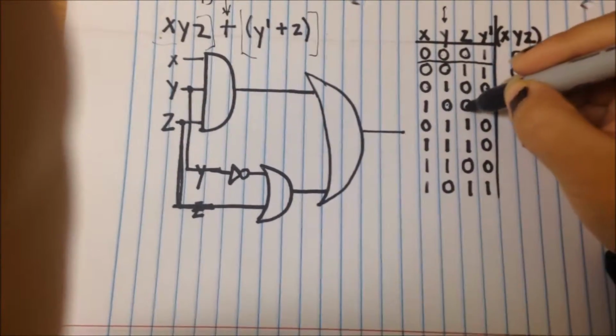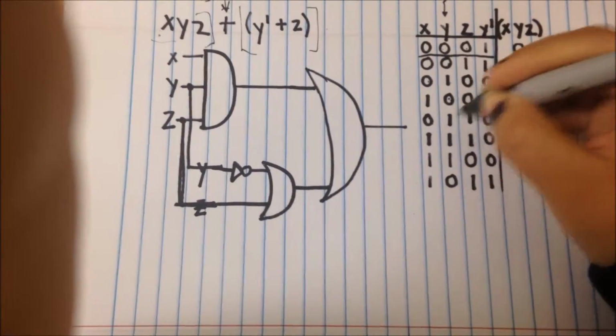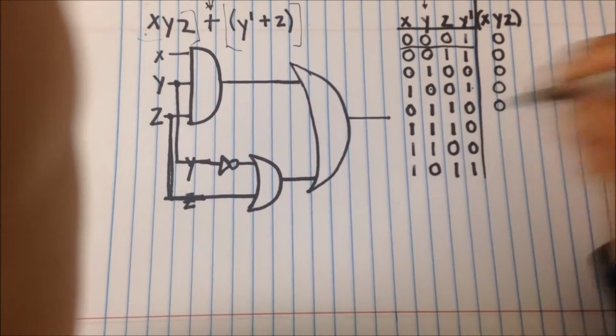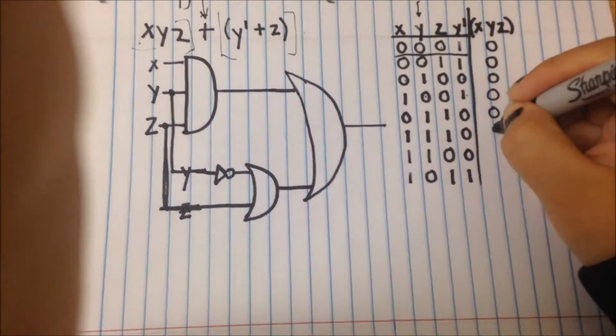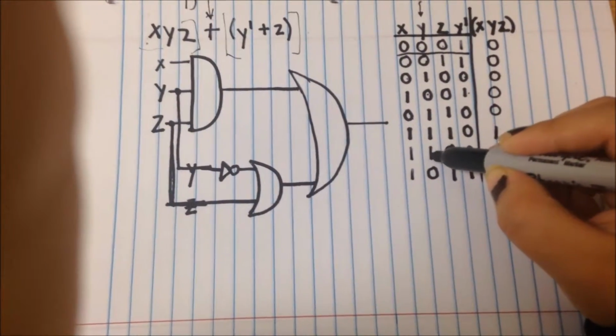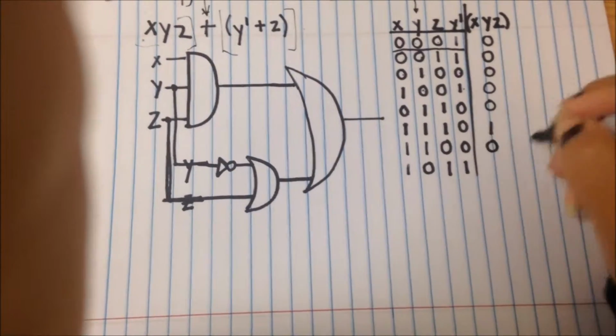1 times 0 times 0 is just 0. 0 times 1 times 1, 0. 1 times 1 times 1, well, that's just 1. 1, 1, 0, that's essentially just 0. And here is just 0.